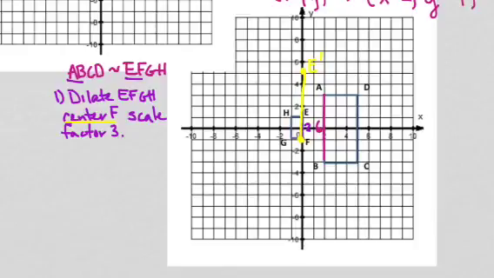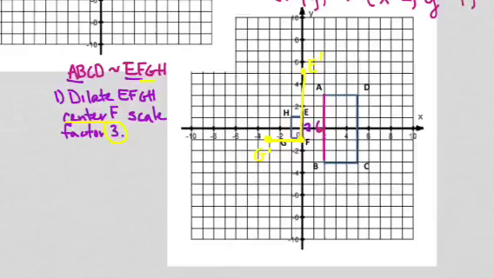Now, since my center is F, I'm going to find the distance from F to G, and right now it's 1. So I need to make it 3 times bigger because the scale factor is 3. So it was 1, now it's going to be 3. So this point over here is G prime.